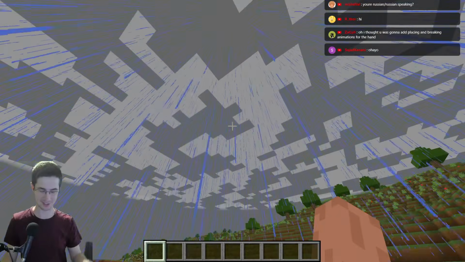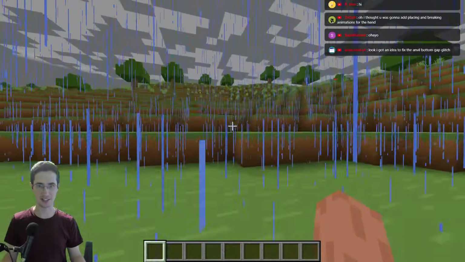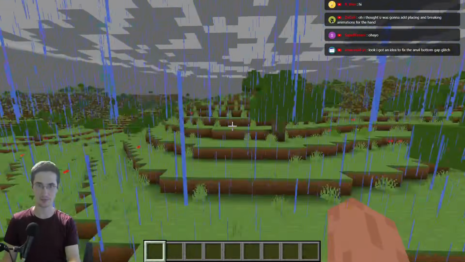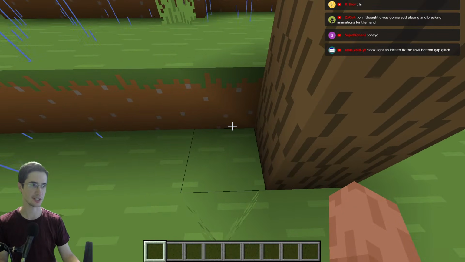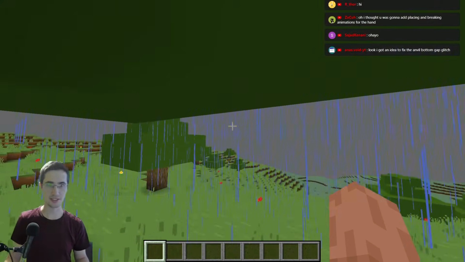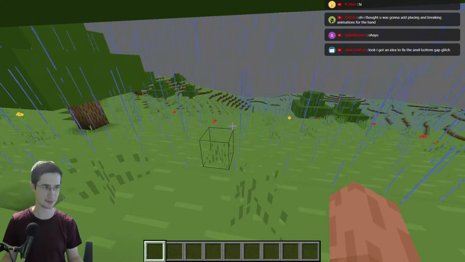We have rain. My bad, guys. We have rain, and if we go under here there is no rain, chat. There is no rain, and the rain has sound. It was very difficult to add sound for the rain, but we managed to kind of add sound.